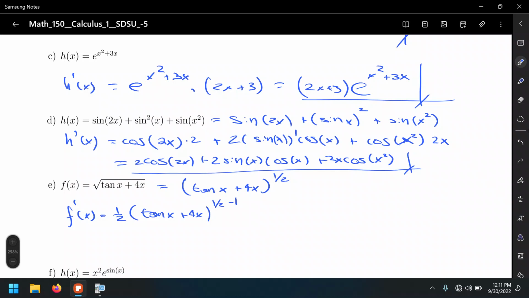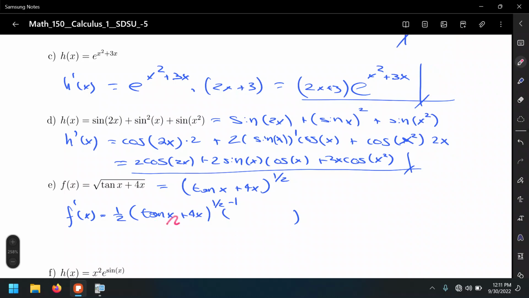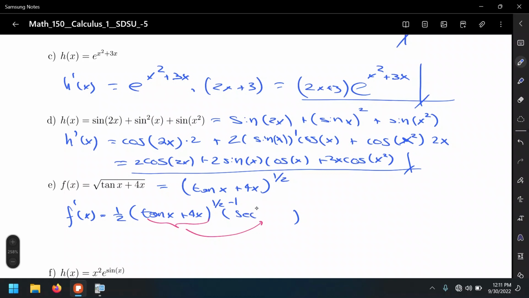In this case, I'm showing the setup because with integers it's easy to subtract 1 from any integer, but for these fractions it might not be that easy. And we're going to multiply by the derivative of the inside of the parentheses. What's the derivative of tangent? Secant squared. And what's the derivative of 4x? 4. We're essentially done with the calculus.